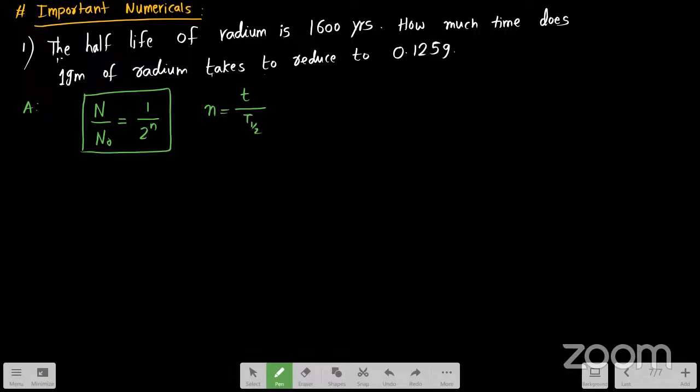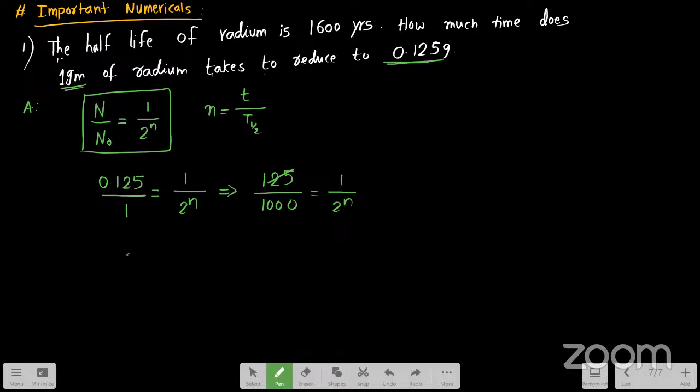Let us substitute the values here. Initial N naught is how much? 1 gram. After some time it has become how much? 0.125 grams. So I can write this as 0.125 divided by 1 equals (1 by 2) power n. That is nothing but 0.125 can be written as 125 divided by 1000 equals (1 by 2) power n. So this will become 125. If I divide this, how much?